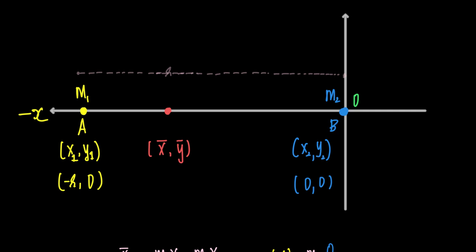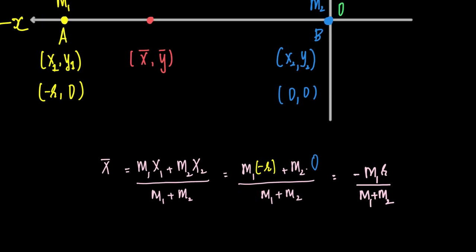x2 comma y2 equal to 0. Why? Because both of them are in the x-axis, and any point on the x-axis will have its y coordinate as equal to 0. Using this, if we write the equation for center of mass as m1 x1 plus m2 x2 by m1 plus m2, x1 is equal to minus r, x2 here is equal to 0. So what we get is m2 into 0 is 0, m1 into minus r by m1 plus m2.